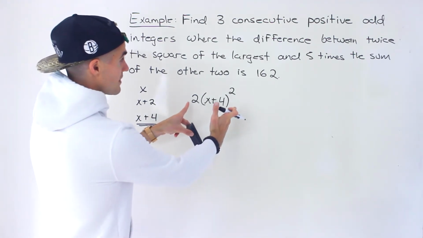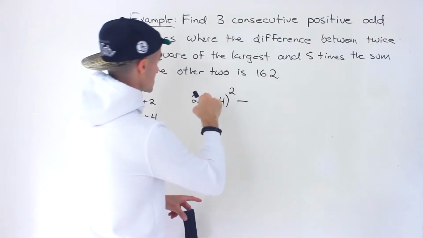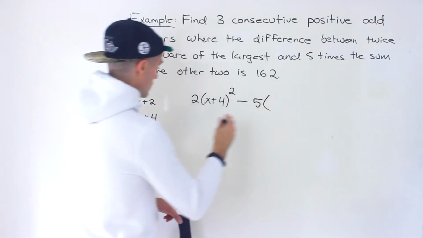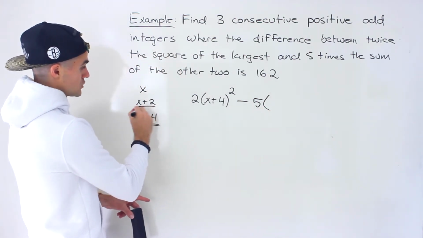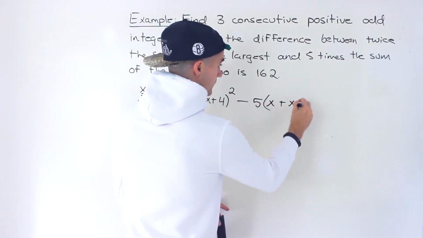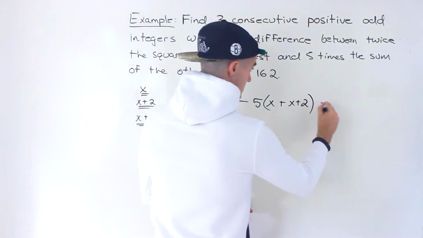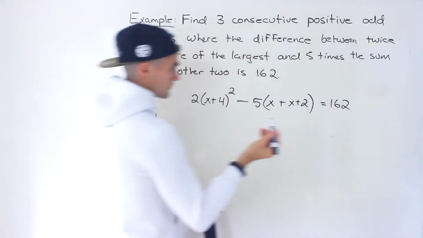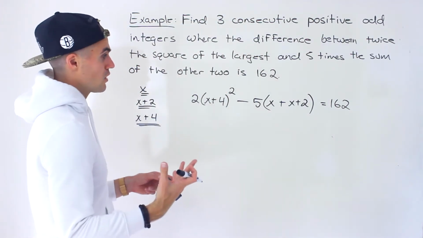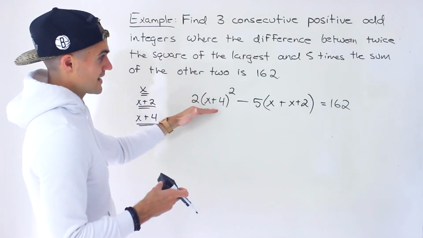So the difference between that and 5 times the sum of the other two. So that would be 5 times the sum of the other two integers, which would be x plus 2. And the difference between those two is 162. So that's how you set up the equation in this case. And then from there, you just solve it. Again, the trick is reading it carefully and setting it up.